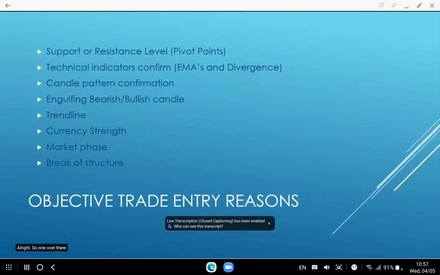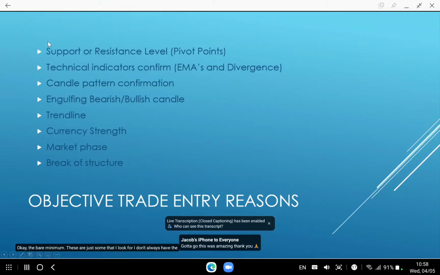So went over that. All right, and then you should always have objective trade entry reasons. These are going to be your set of rules for what to look for to go into a trade. You should have at least 2. So if you're newer and just starting, it should be hitting your support or resistance and then your currency strength. Okay, the bare minimum. These are just some that I look for. I don't always have to use every single one, but I want it to hit my support or resistance level or my pivot points.